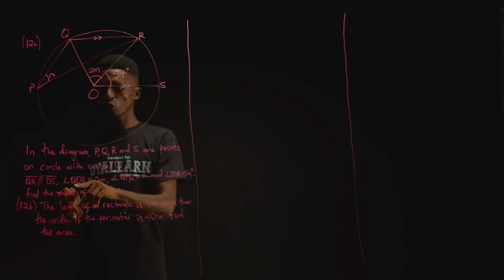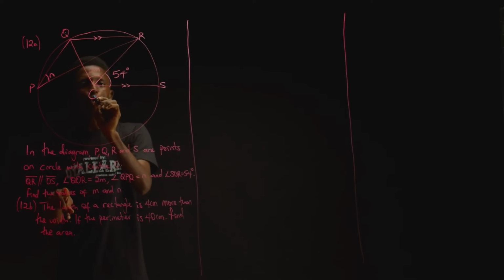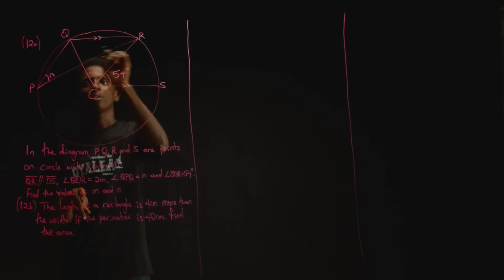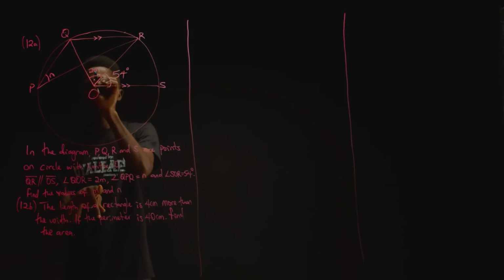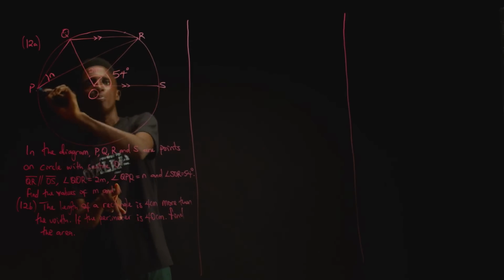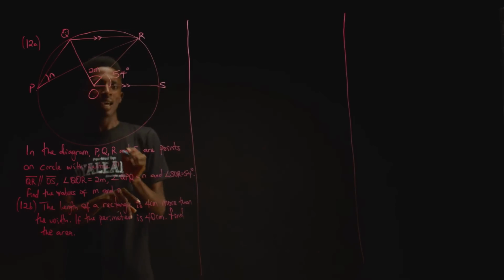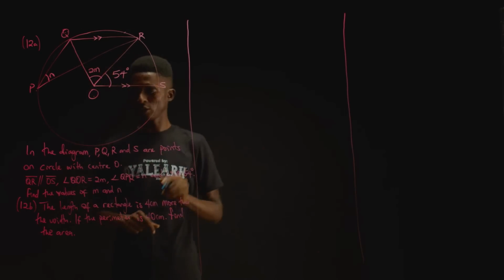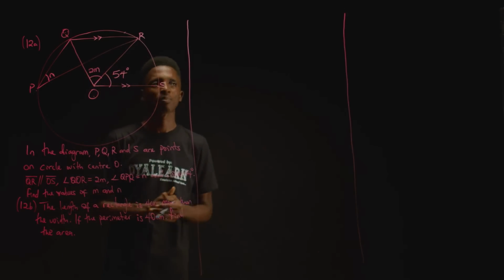And then angle QOR, let's look for that. QOR is 2m, right? Angle QPR, this angle here, is n, and SOR is 54 degrees. So find the value of m and n. So let's solve.